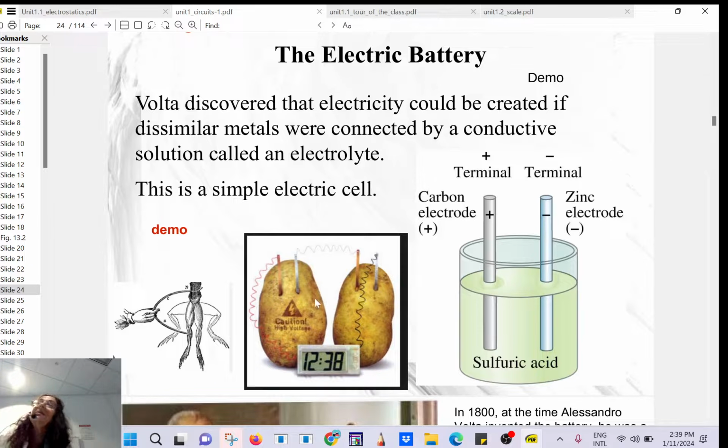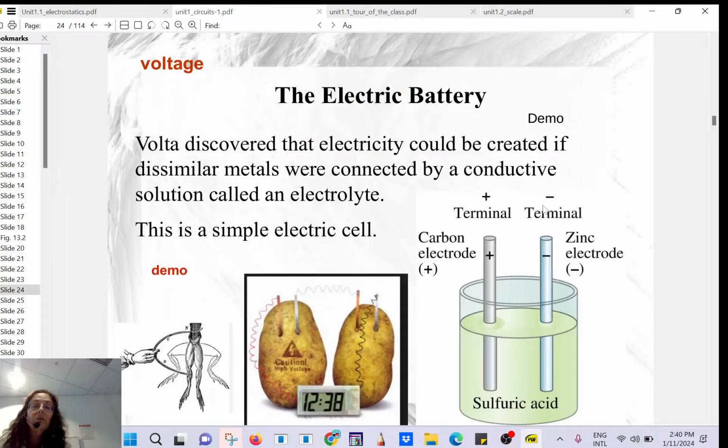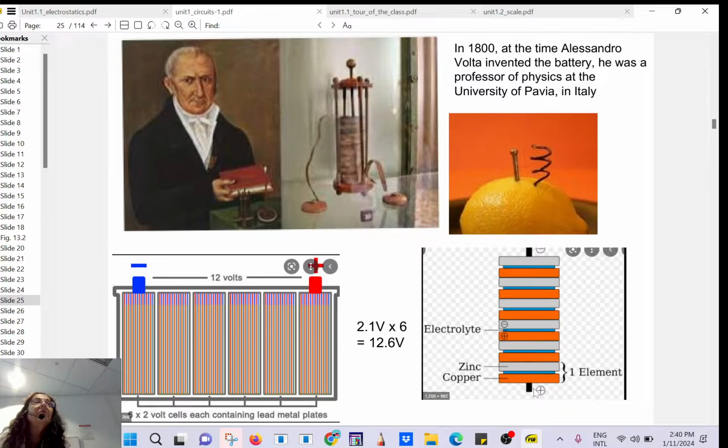Here is an easy demo that you can do if you want. You can take two potatoes. You have zinc and copper. And why do we attach them like this? A battery in series, right? That way you multiply the voltage by 2, and then you have your own battery. It's usually done with potato, but you can do it with lemon. That works also.